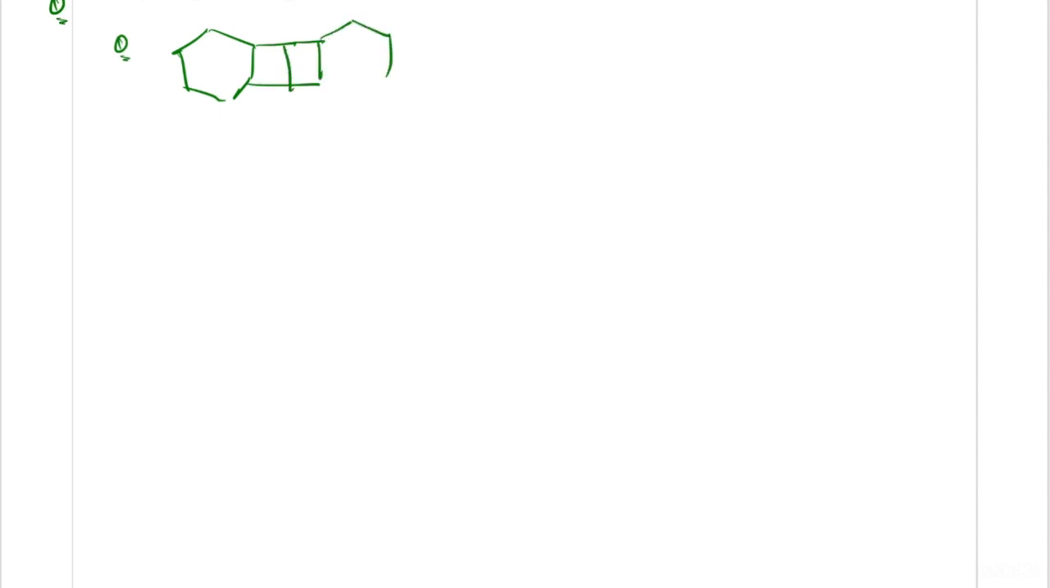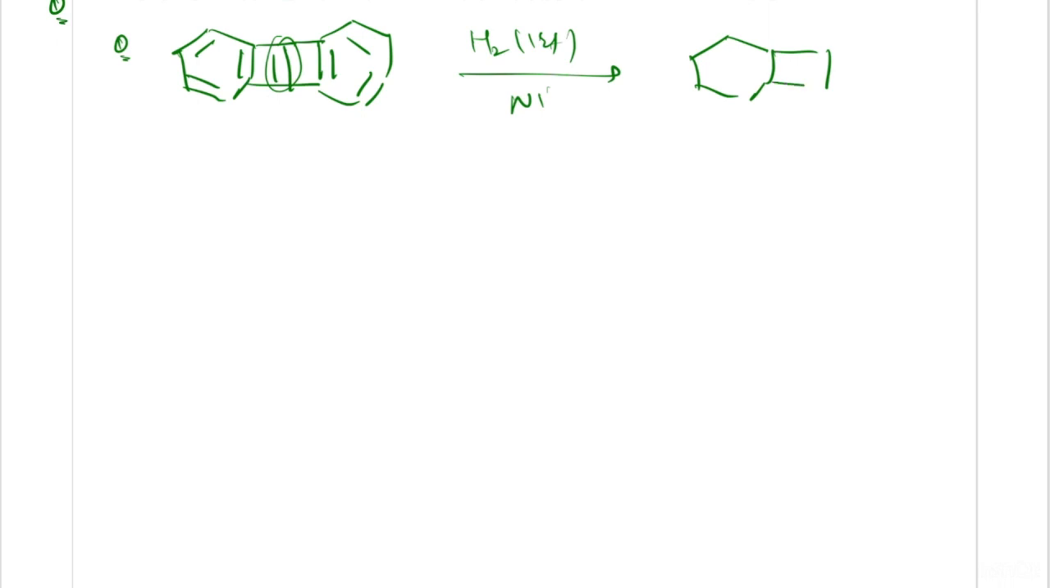We have H2, one equivalent, and nickel. So 1, 2, 3, 1, 2, 3, and here we have a double bond. Or better, if we draw, we don't have to draw the resonating structure of this. We have this structure. So here we have 2 anti-aromatic and 2 aromatic. If we remove this double bond, we will have 2 aromatic systems, so 2 aromatic rings. So this will be the product.